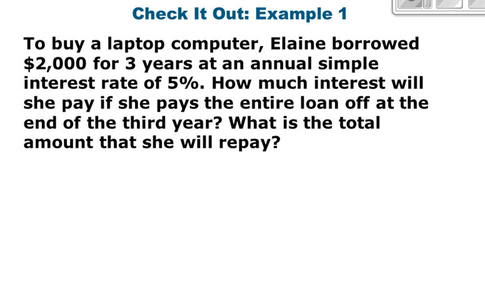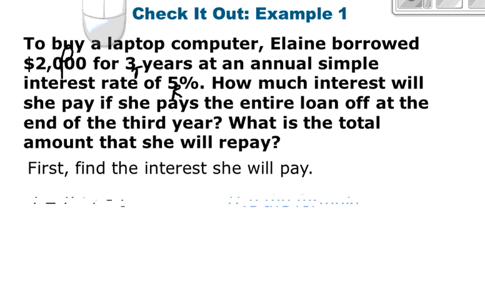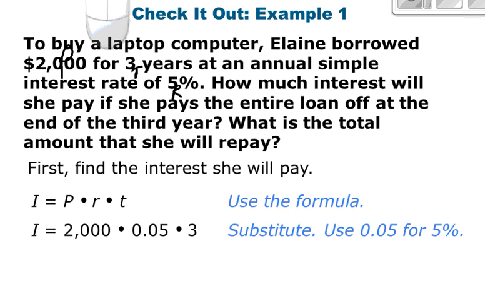Remember, I equals PRT, IPRT, interest, principal, rate, time. So we have our principal, we have our time, then we have our rate. So we put those into our equation, and then we simply multiply, remembering to change that to a decimal instead of a percent. And we get interest of $300.